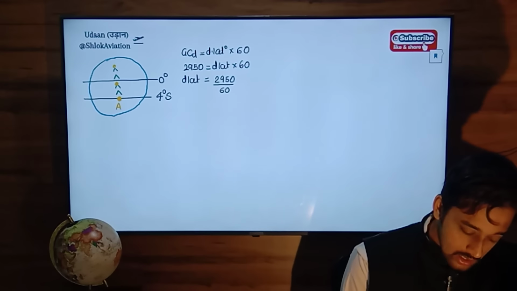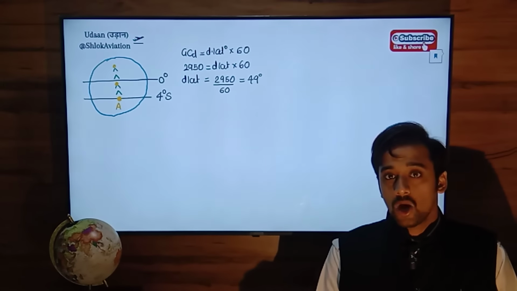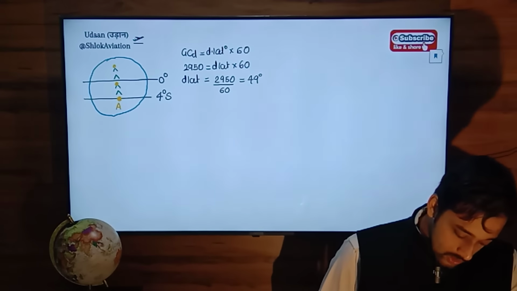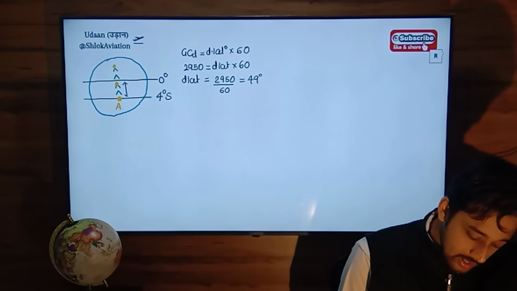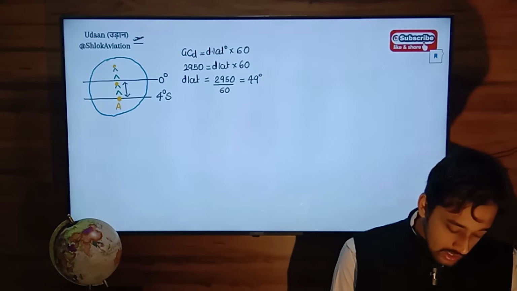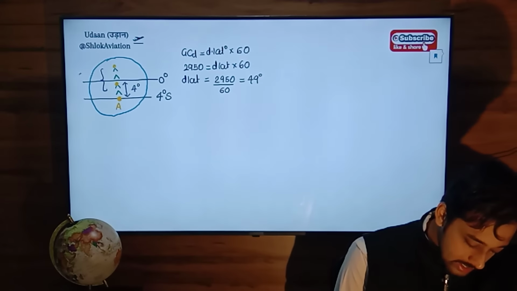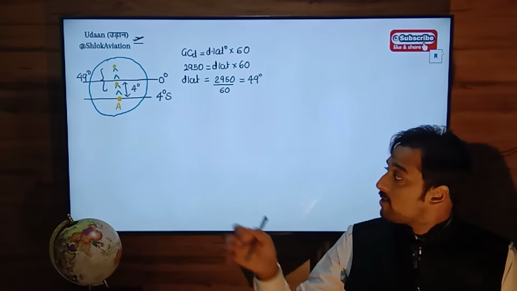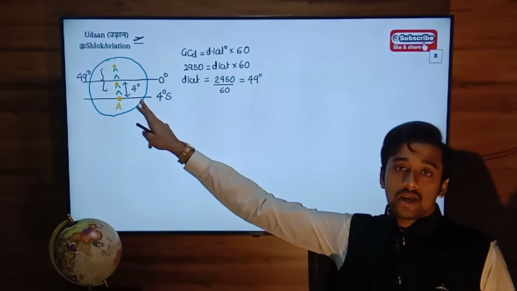2950 by 60 is 49 degrees. Okay, total D lat is how much? 49 degrees. So out of this 49 degrees, how much is between 0 degrees and 4 degrees south latitude? It is 4 degrees. But the total is how much? The total is 49 degrees. Out of that, 4 degrees happens to be between 0 degrees and 4 degrees south.